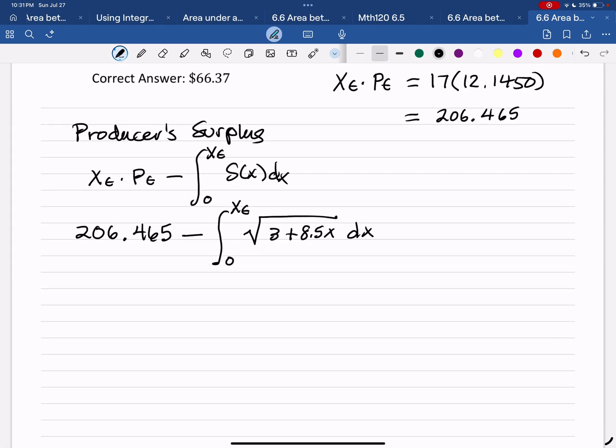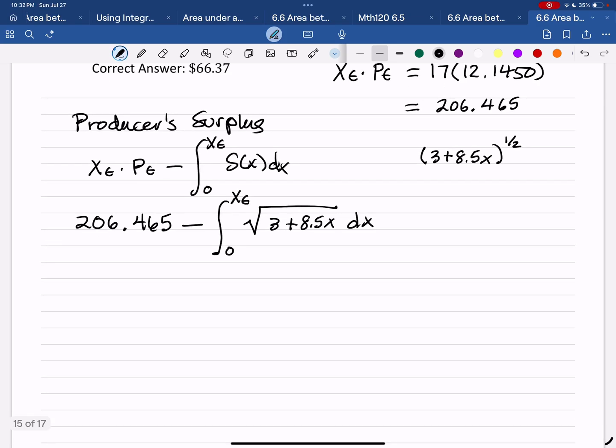And so that's going to be 3 plus 8.5x to the 1/2. So I'm going to need to use u substitution. So u is going to be 3 plus 8.5x. So du dx is 8.5. Multiply by dx, get 8.5 dx. And we can substitute for dx du over 8.5.